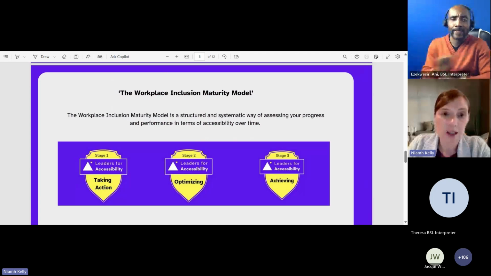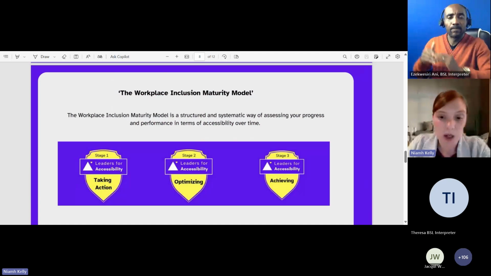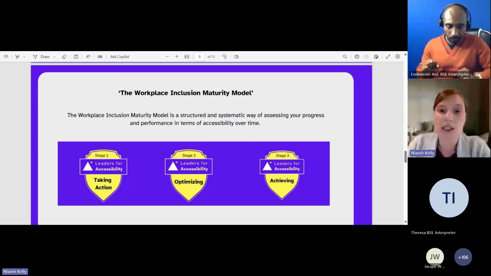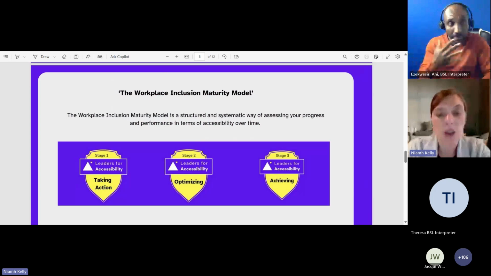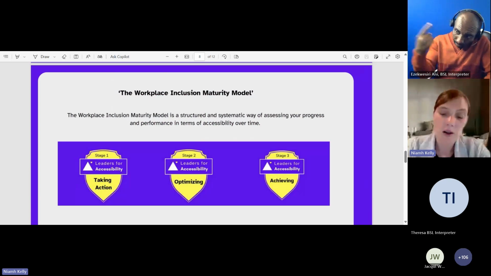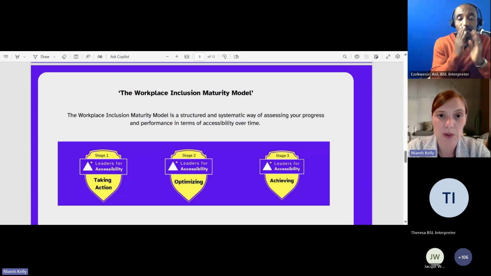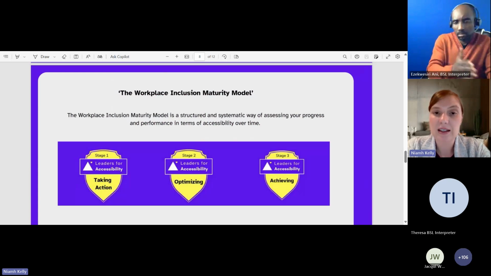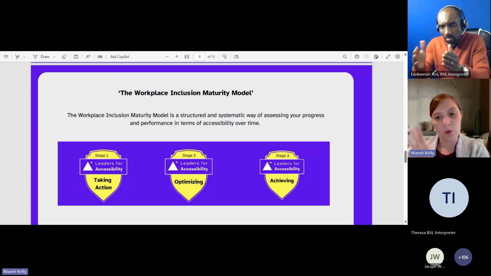Everybody with a disability will always say, this is my experience. It's not the experience of somebody else. You need to ask them. And so what we have created then is a 3-stage process where you can say, okay, maybe we're at the beginning of our journey, we're taking action on accessibility. Stage 2 is optimizing, and stage 3 is achieving. We're doing much better, and I'll break it down into each one of these next.